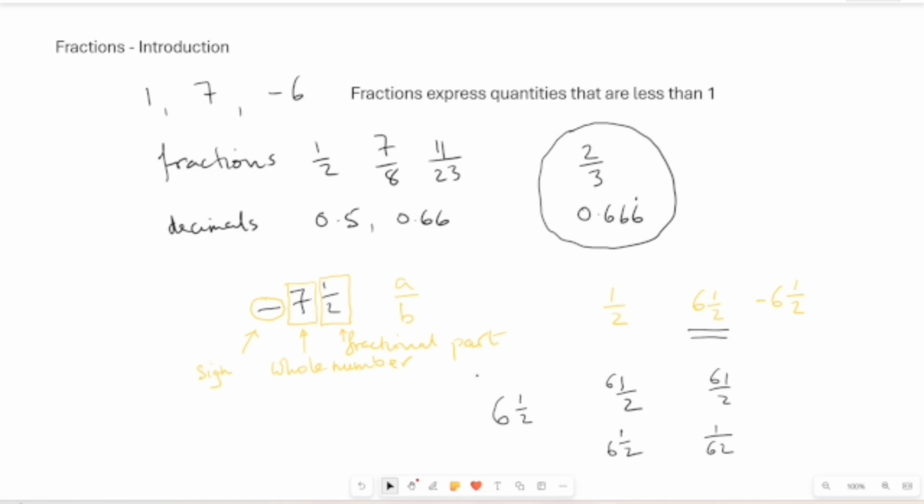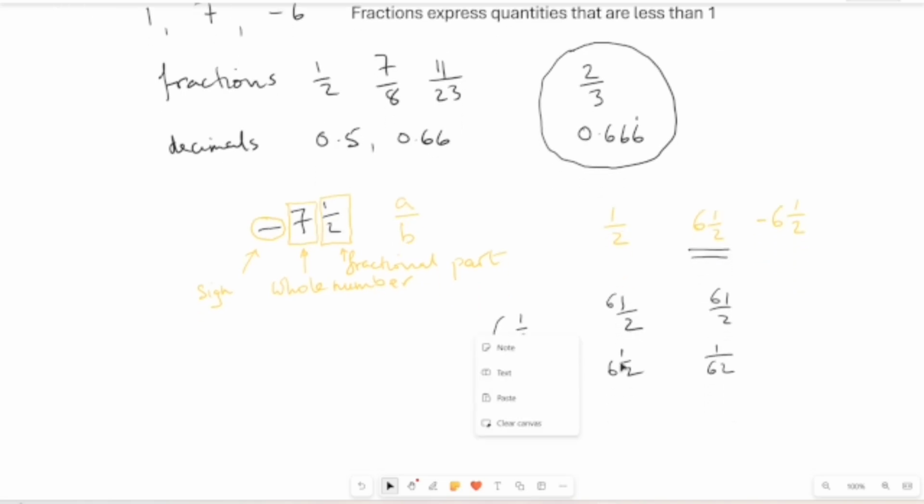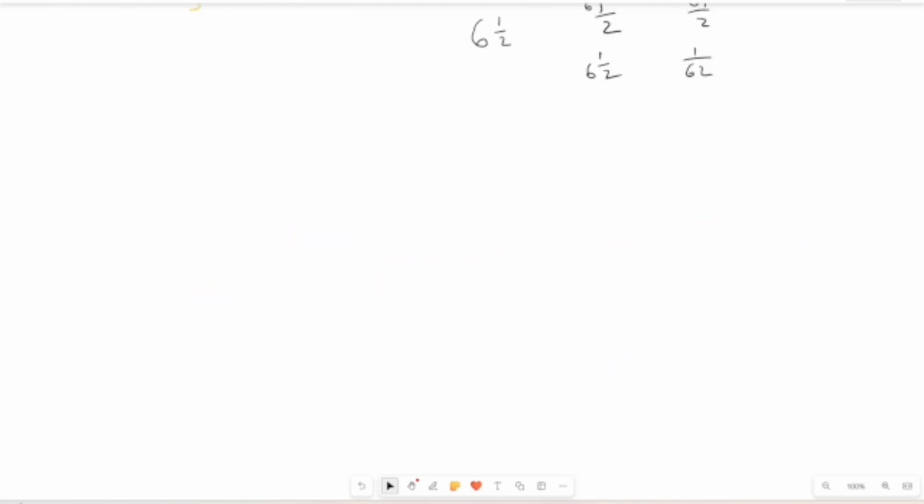Ignore the whole numbers just for the moment, but remember that they are potentially there. And we're going to have a look at the fractional part. Mathematicians like to give things names, so when we have a fraction like 3/4 or 3 over 4, the number that goes on the top is called the numerator, and the number that goes on the bottom is called the denominator.